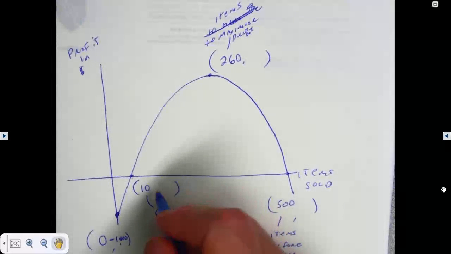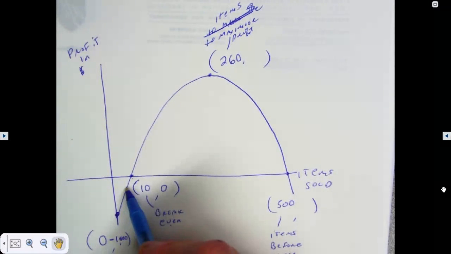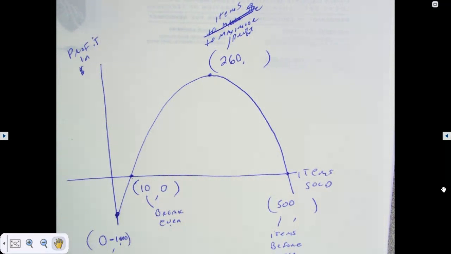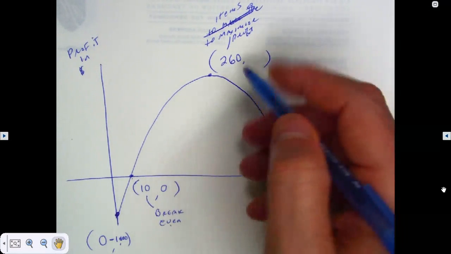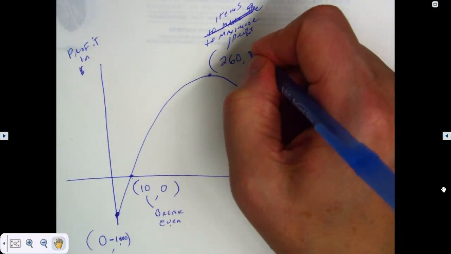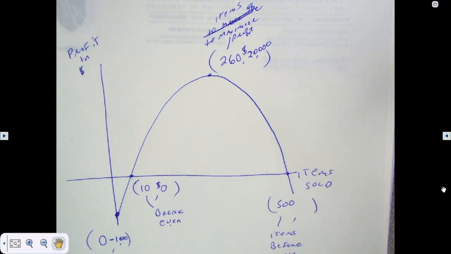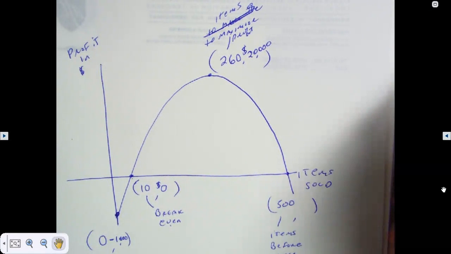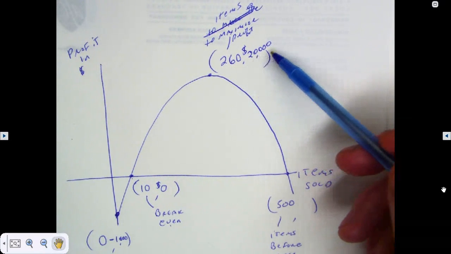All right, the next point over here where you break even is when you don't make any money. So if you don't make any profit. So you sell your items, you sell 1, 2, 3, 4, 5, 6, 7. Not until 10 items do you make your money back, to get your original investment back. So at this point, then you're starting to have a positive profit until at some point, maybe $20,000 is where you make your most profit. I'm just making up numbers, so it is not exactly meaningful. But if you sell 260 items, then maybe our profit would be $20,000.